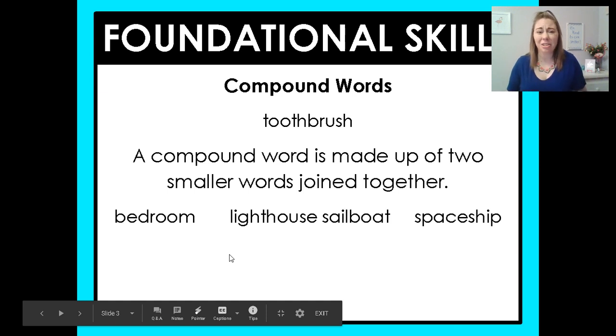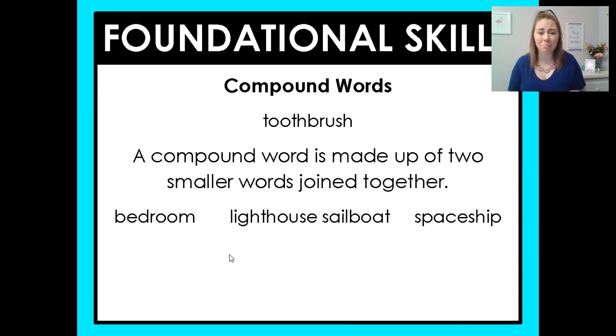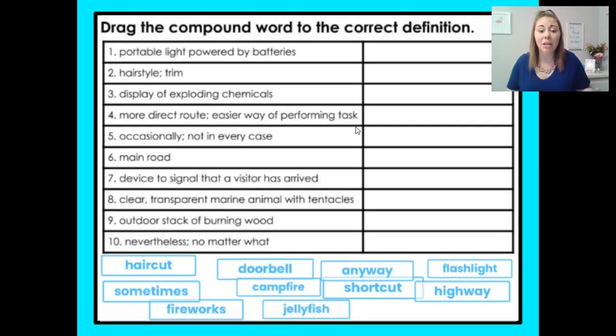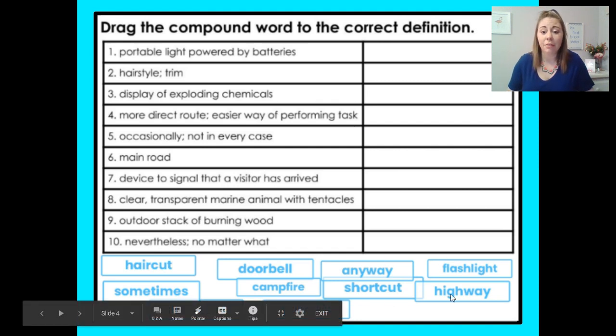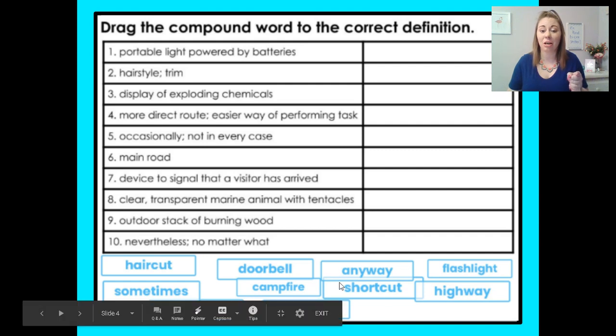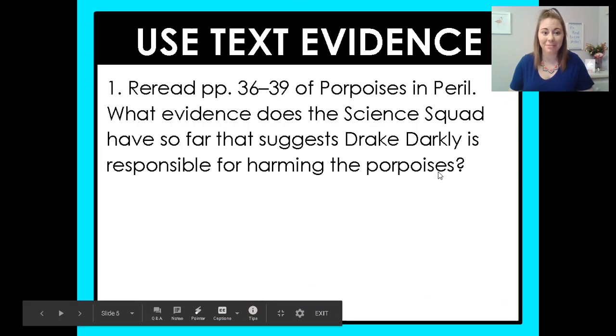And that can make it a lot easier when you're coming up to a word that you don't know. If you recognize that it's a compound word and you know those two smaller words, you just put them together and now you can read the big word. So if you know the word tooth and you know the word brush, then you can read the word toothbrush. Simple. An activity that you can work on later on your own is matching all of these compound words to their definitions. That is something we're not going to take a lot of time on right now, but something you can work on later, matching these compound words to their definitions up above.